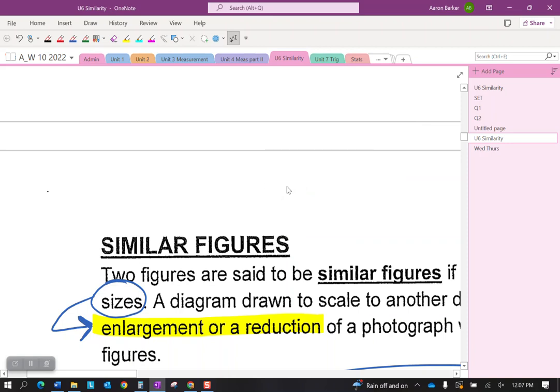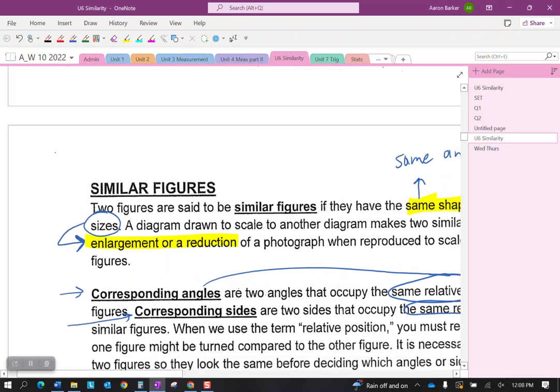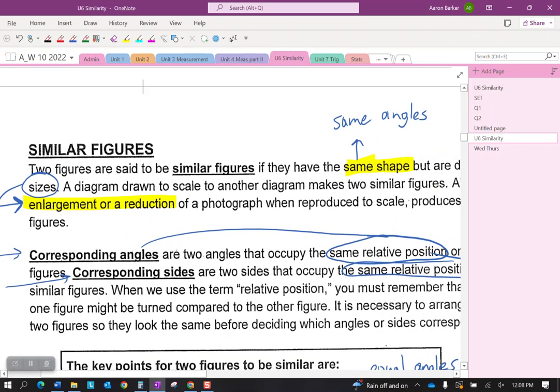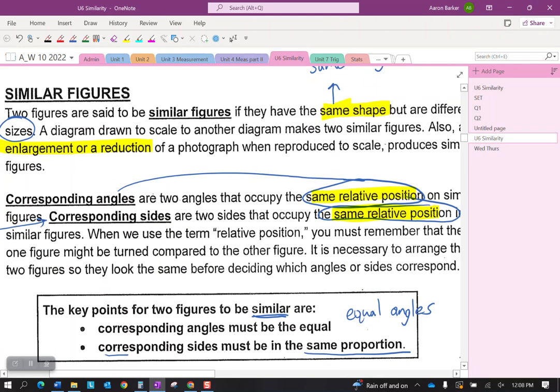So what we're going to do then is learn how to name these shapes and how the names influence the angles that are equal and the side lengths that are proportionate. And we're going to work on writing the proportion, writing the fraction. We have corresponding angles, which are in the same relative position, and corresponding sides are in the same relative position. So a couple key things here. For 2 figures to be similar, you have to have equal angles and corresponding sides in the same position. So you need to have both.